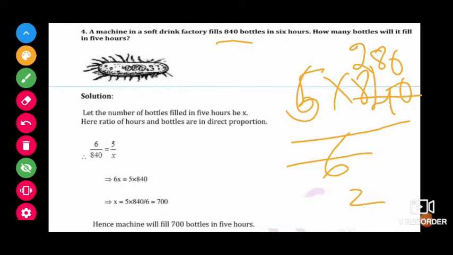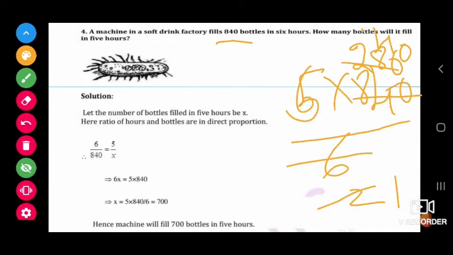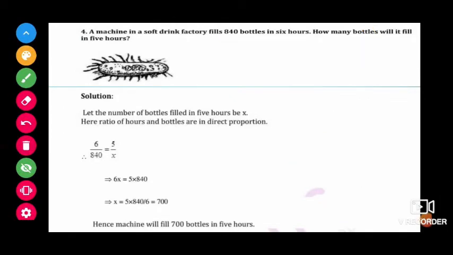Again with the 2 table: 2 1s are 2, 2 4s are 8, 0. So 140 into 5. 140 into 5 we will get 700. Okay children, this is the way you do cross multiplication. You just write: for 6 hours how much, then for 5 hours how many.